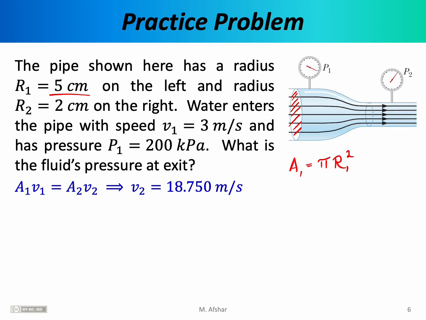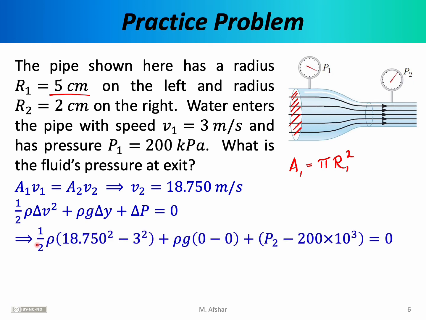Do a similar calculation for A2. And then remember that V1 is given to us as 3 meters per second. Plugging all those numbers into the continuity equation, we find that the fluid speed on the right end of the pipe is approximately 18.75 meters per second. So as we suspected, the fluid speeds up considerably as it passes through the narrow portion of the pipe. We can now use Bernoulli's equation.